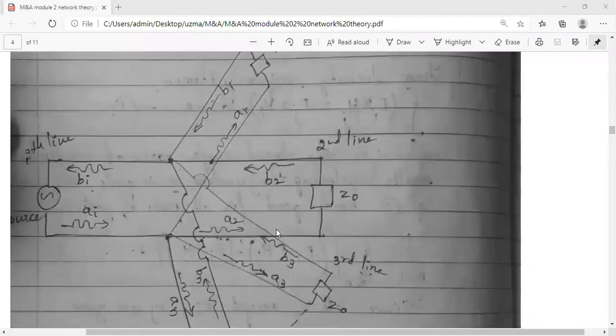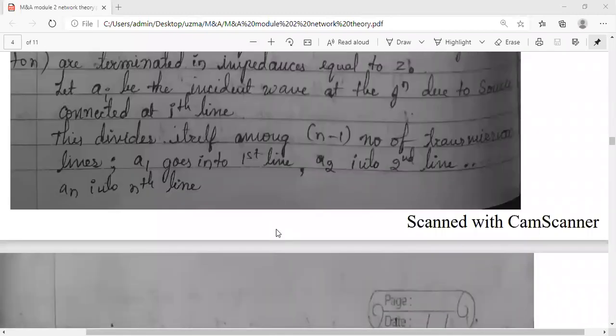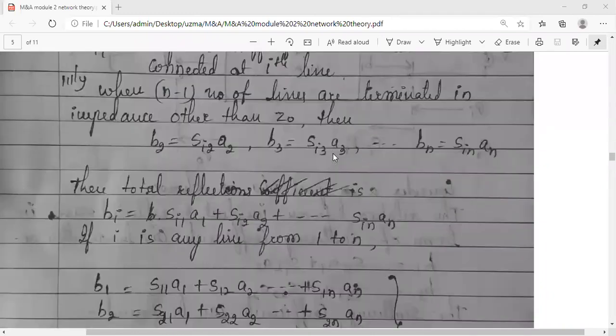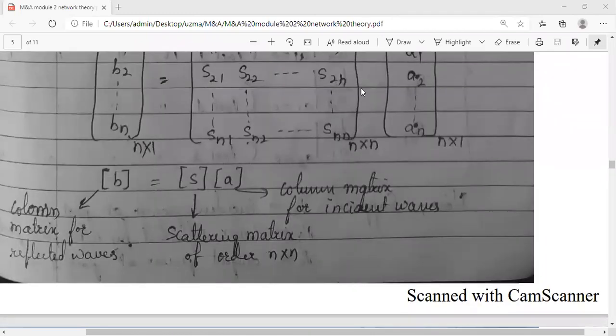Then we saw the S matrix representation for a multi-port network, how generally we can define the S matrix. This is the equation: B is equal to S into A. This is the general form, how we can represent the S matrix equation.